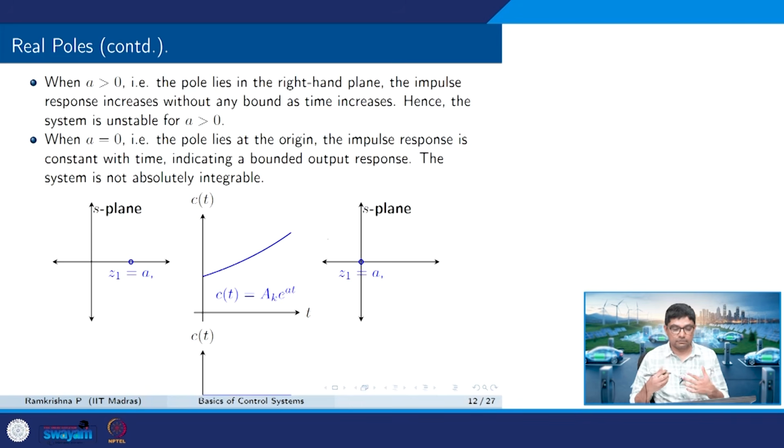Okay, the next case: if A is greater than 0, the pole lies in the right half plane, and then my solution is A_k e^(at). For A greater than 0, this will be an exponentially increasing signal. If I do a perturbation, which is my impulse, or an initial condition, which I call mathematically an impulse function, the output goes unbounded, and the system is not absolutely integrable, and therefore the system is unstable.